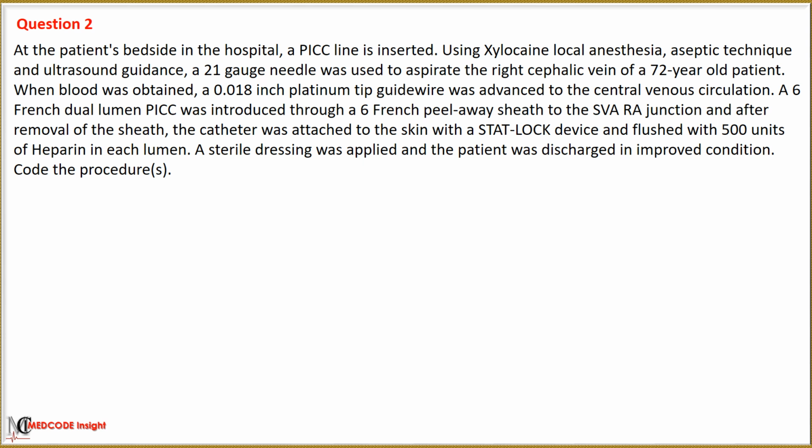A 4 French dual lumen peripherally inserted central venous catheter was introduced through a 6 French peel away sheath to the SVC-RA junction, and after removal of the sheath, the catheter was attached to the skin with a StatLock device and flushed with 500 units of heparin in each lumen. A sterile dressing was applied and the patient was discharged in good condition. Quote the procedures.